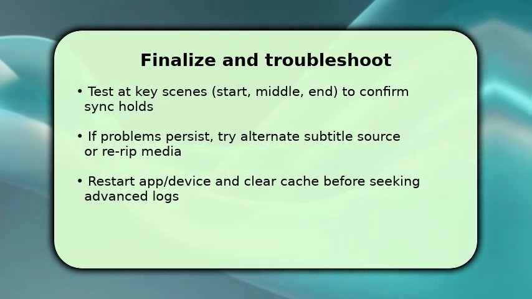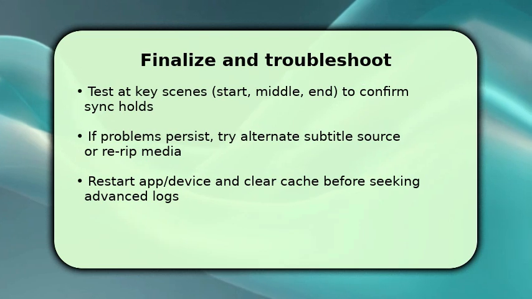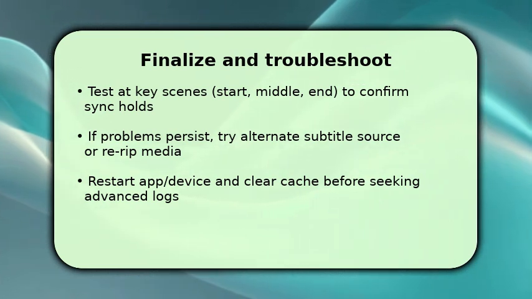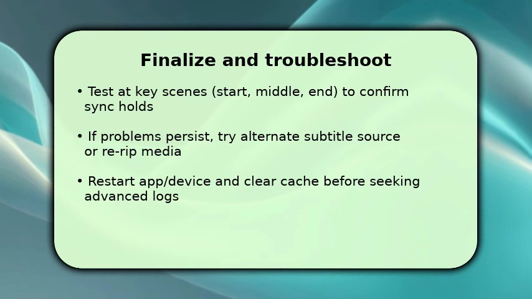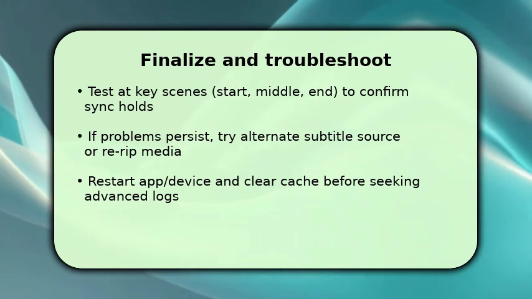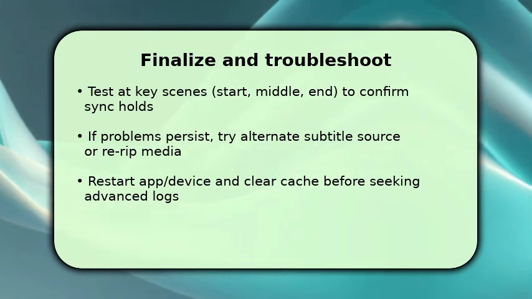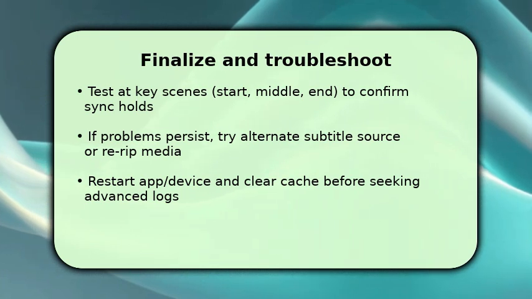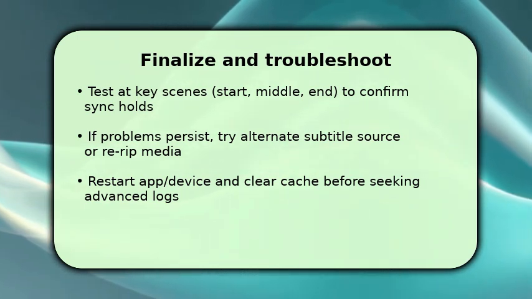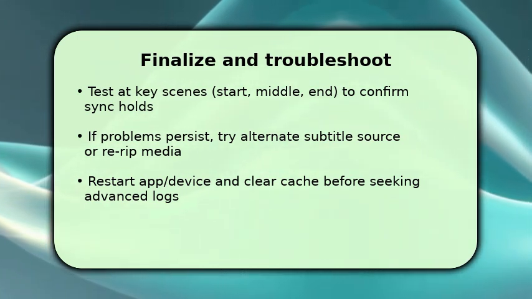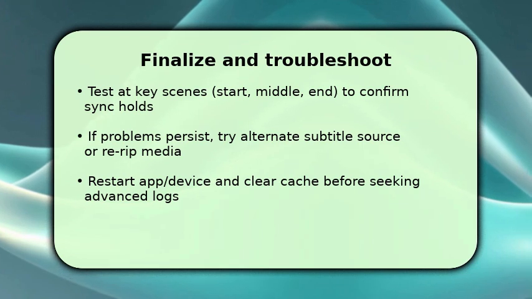If issues persist, switch to a different subtitle file or re-rip the media at a standard frame rate. Sometimes container mismatches cause delay. As a final troubleshooting tip, restart Stremio and the device and clear the app cache. If that fails, gather logs before seeking advanced help so you can show exact symptoms and timestamps.